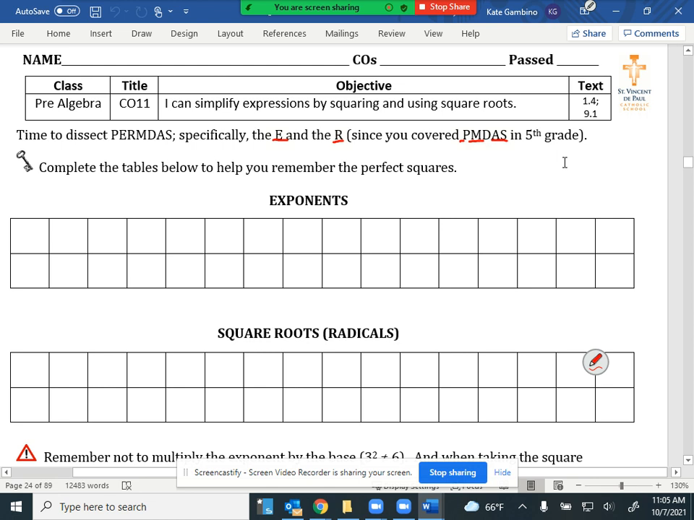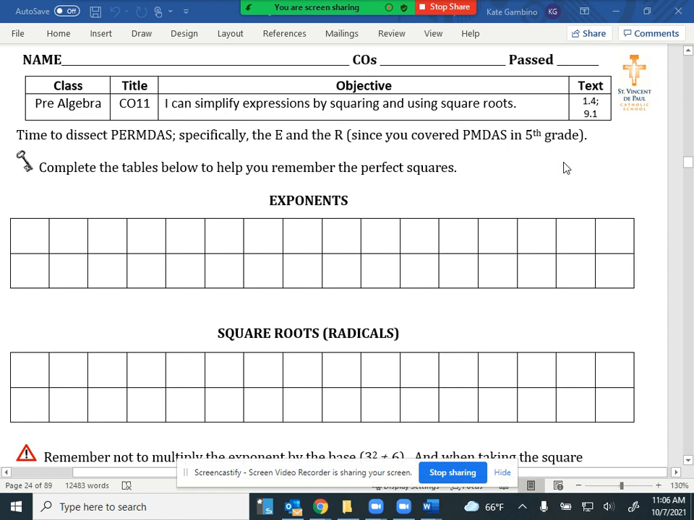Okay, today we are working on CO11. I can simplify expressions by squaring and using square roots. We are going to break down that PERMDAS that we've been talking about with the order of operations, specifically the E and the R, those exponents and radicals, the square roots.